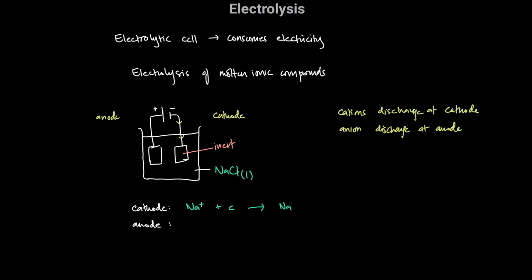oxidation would take place. So chloride ions will undergo oxidation. The anion will undergo oxidation. It will lose electrons to form chlorine. So this is the half equation that we have for the anode.